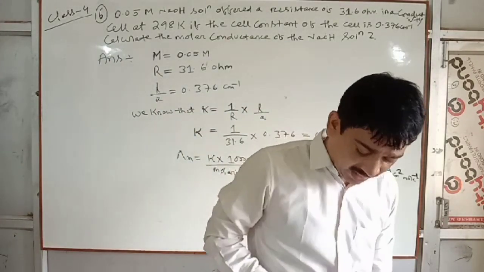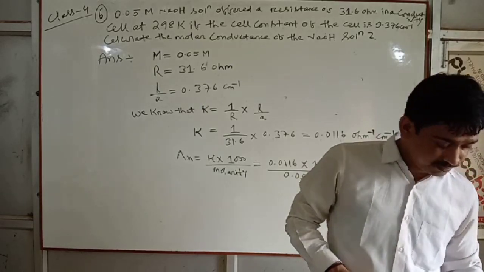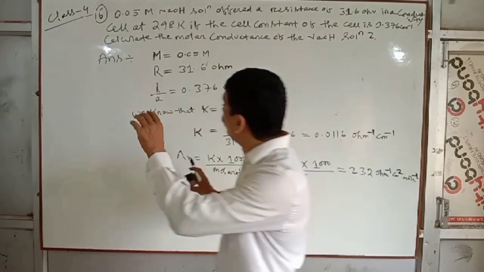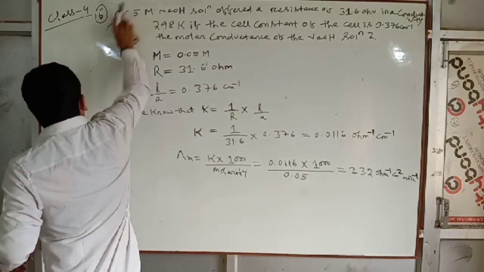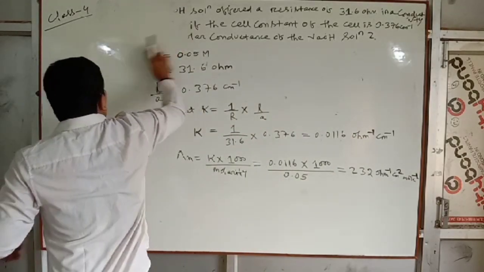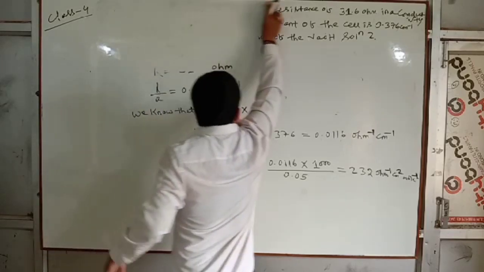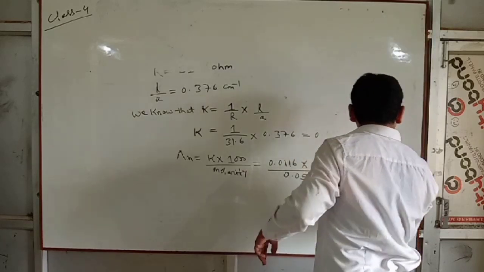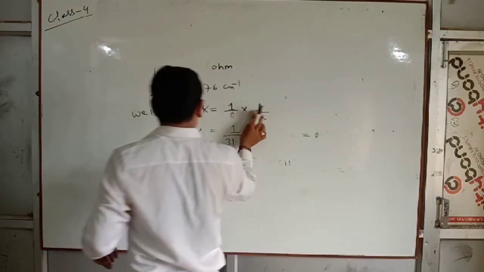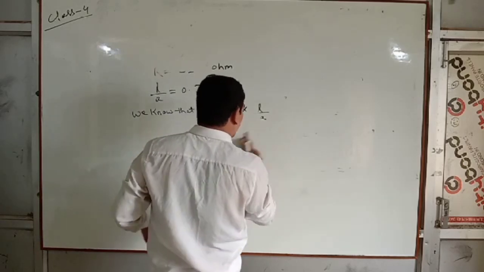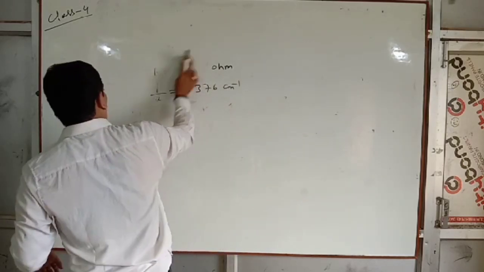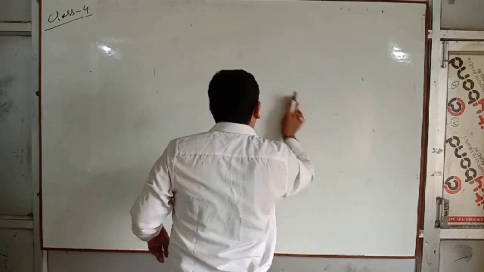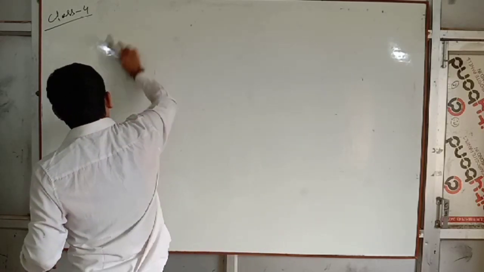Next, we have to calculate the next question. I am writing one question. This is home task. I will try to solve it, otherwise next class I will solve this question. Next class I will discuss the factors affecting the conductance and variation of equivalent conductance and molar conductance with dilution. With this, the conductivity part will be finished. Next we will start the electrolysis part.